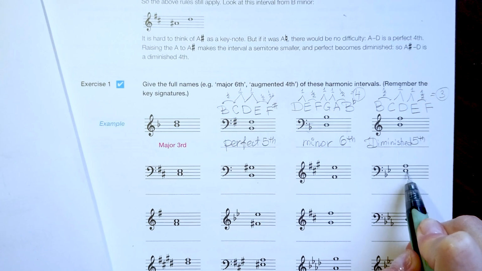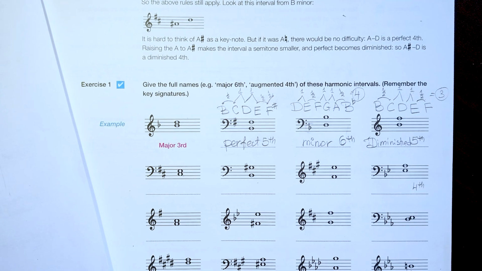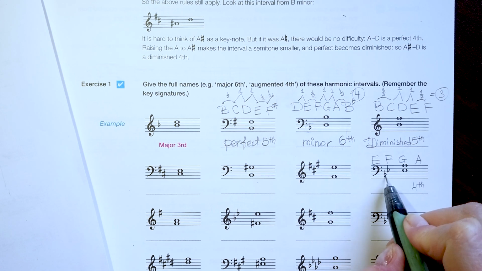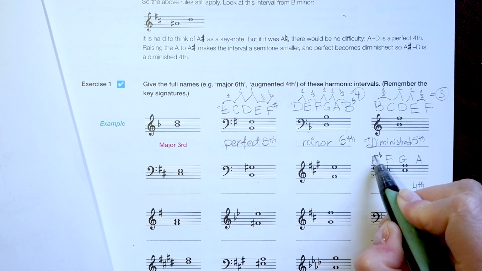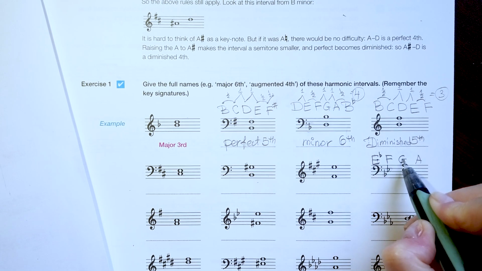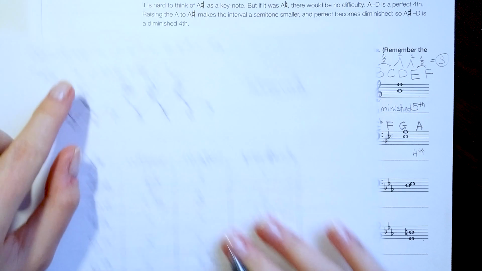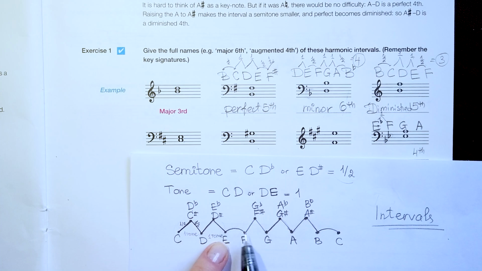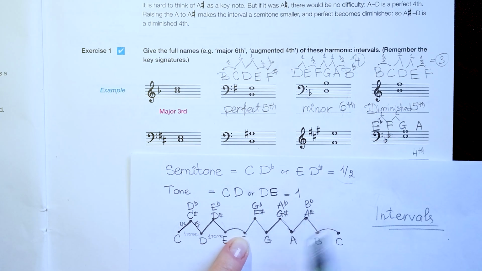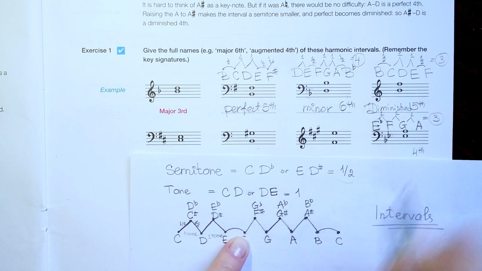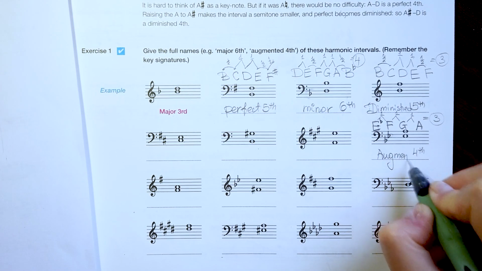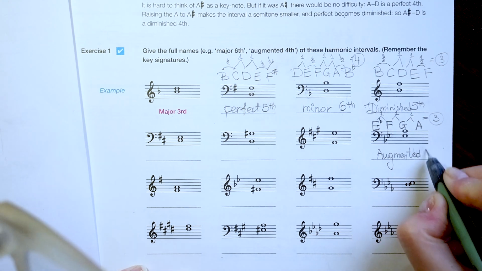Let's see the other option. For example, this is the fourth. The lowest note is E and the upper is A. We check the key signature, B flat and E flat. So we have to add E flat for the first, then F, G, and A. Between E flat and F we have a full tone. Between F and G we have another tone, and between G and A one more tone. Altogether it's 3 full tones. A fourth, which makes more than 2.5, is an augmented fourth. And we have to write here the augmented fourth for this interval.